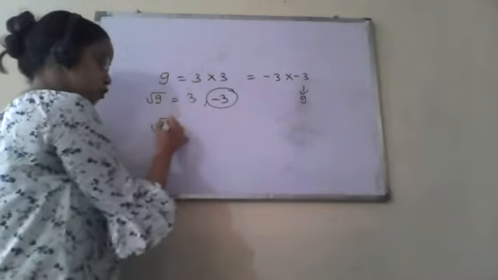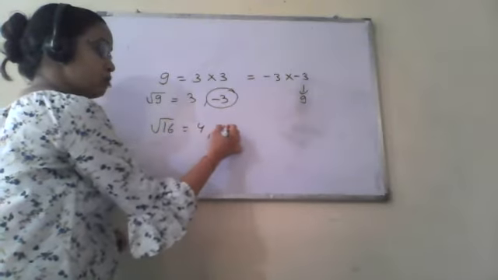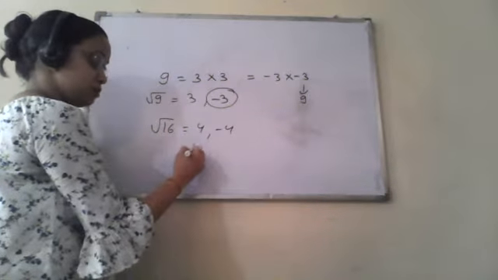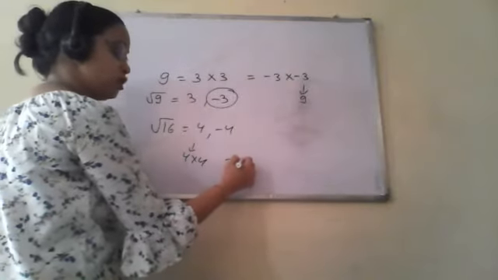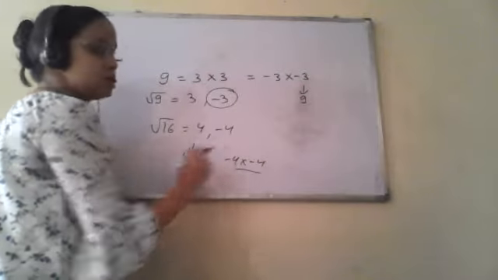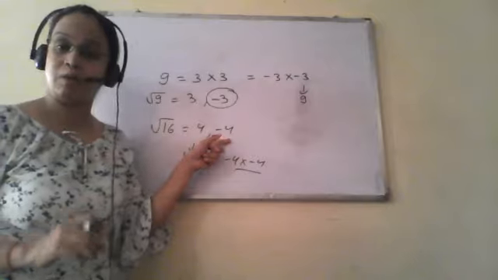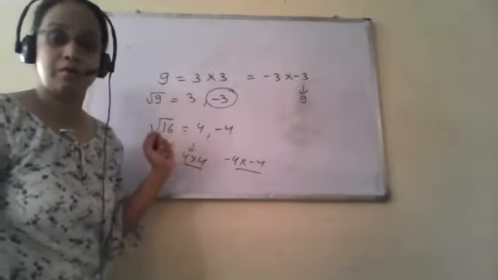If we say square root of 16, it can be either 4 or minus 4, because 16 can be represented as 4 into 4 or minus 4 into minus 4. Both the values give 16, but we are not considering the negative numbers, so we are focusing on positive integers. Clear?